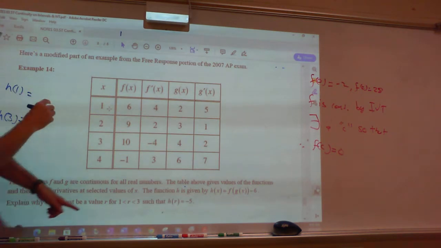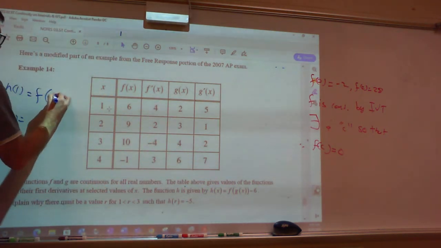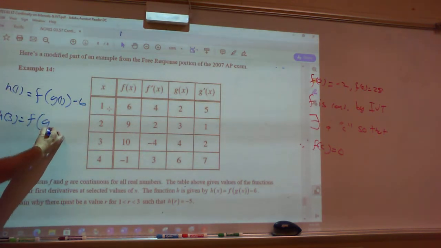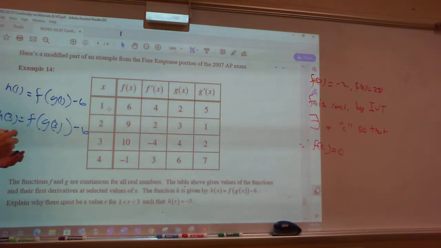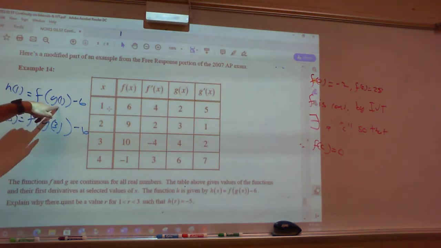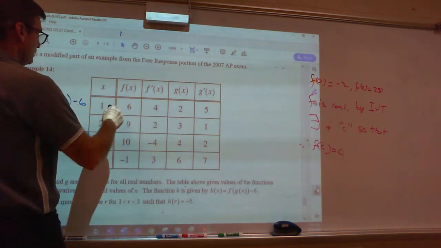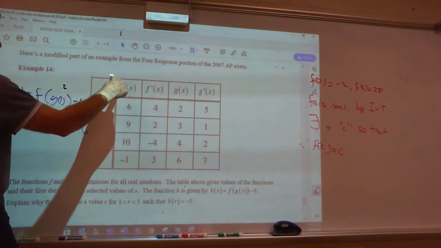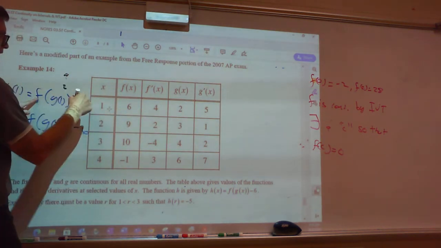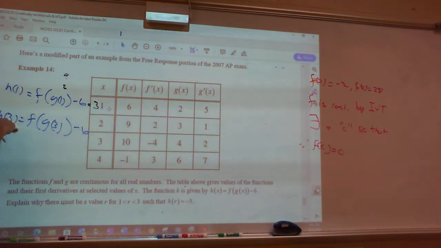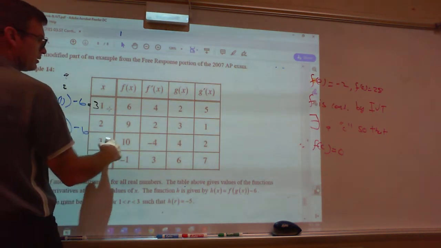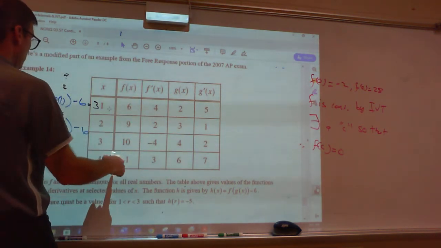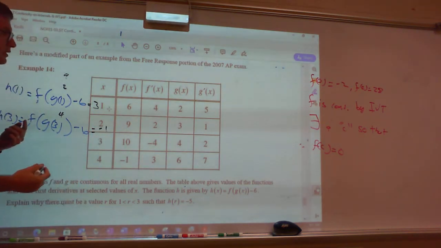So if h of 1 is this thing, that's f of g of 1 minus 6, and h of 3 is going to be f of g of 3 minus 6. When I look at my chart, g of 1 is 2, and then f of 2 is 9. 9 minus 6 gives me 3. And if I plug in 3, g of 3 is 4, and then f of 4 is -1.